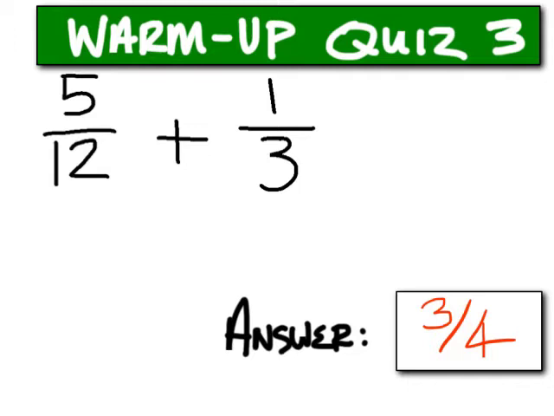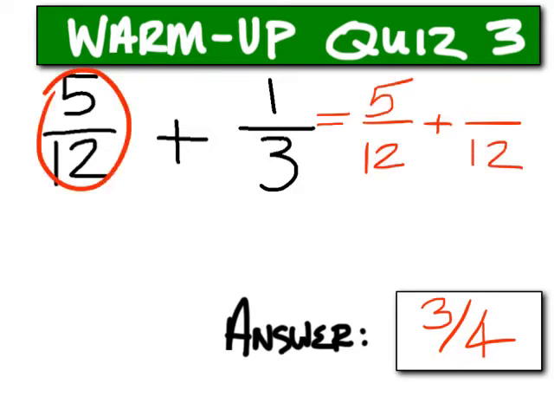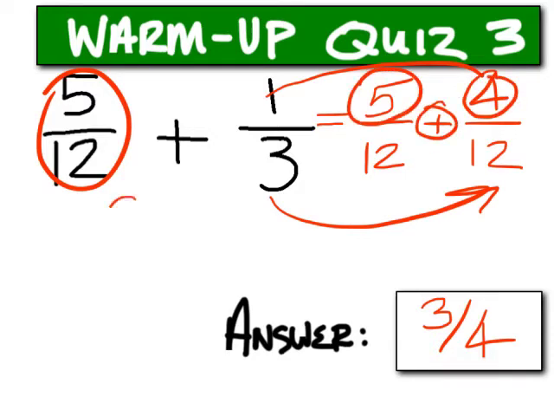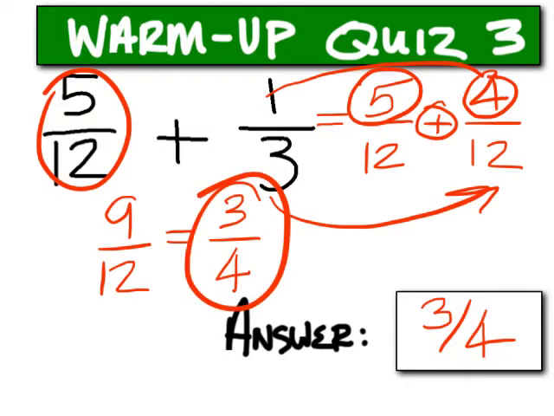Yeah. All right. The least common multiple between 12 and 3 is 12. 3 goes into 12 and 12 goes into itself. So you're going to use 12, which means you don't have to change this one. It stays 5/12. But to go from 3 to 12, you have to multiply by 4. So 4 times 1 is 4. 5 plus 4 is 9. But 9/12 can reduce. 3 goes into both numbers. 3 into 9 3 times, and into 12 4 times.